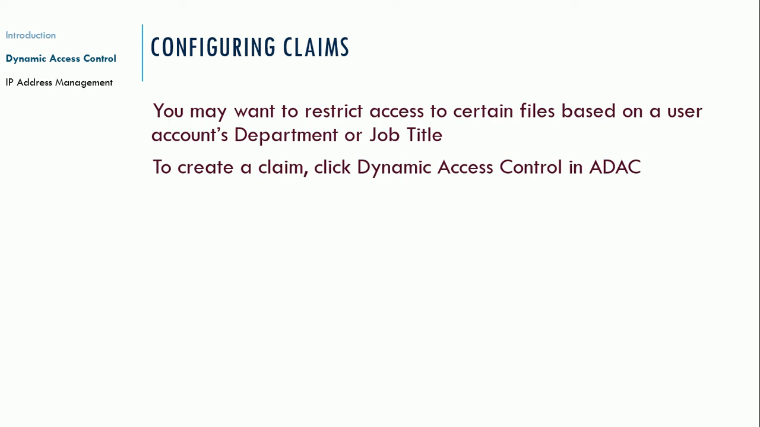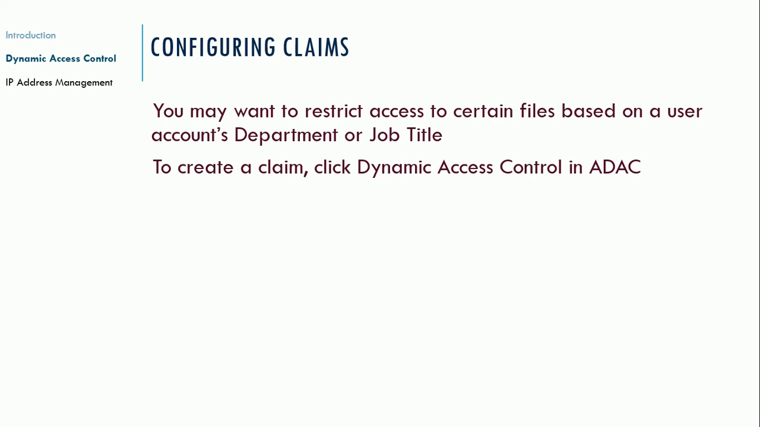So a claim is basically someone or something that's accessing the file. So you can configure claims. You may want to restrict access to certain files based on the user account's department or job title or the type of computer they're using. Any metadata that's available to us in Active Directory but is outside the realm of what we have access to with basic NTFS permissions.